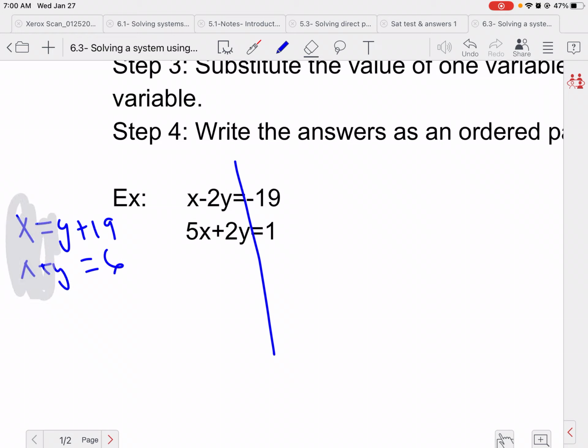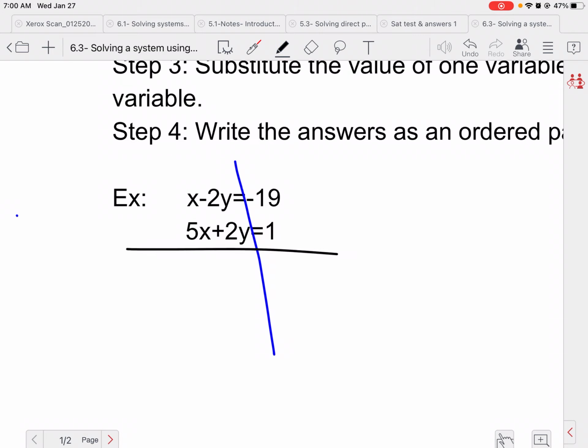Okay, now what I'm seeing here is I'm going to add the two equations together, but first I want to make sure something is eliminated. So I can see here that negative 2y plus 2y would be 0 when I add the equations together. So this cancels. Well, x plus 5x is 6x equals negative 19 plus 1 is negative 18. Well, now I can divide by 6 and get x equals negative 3.